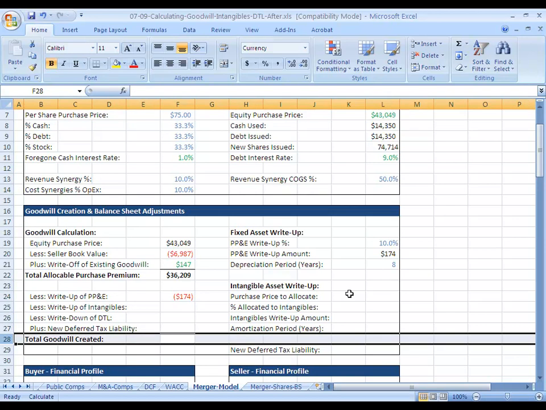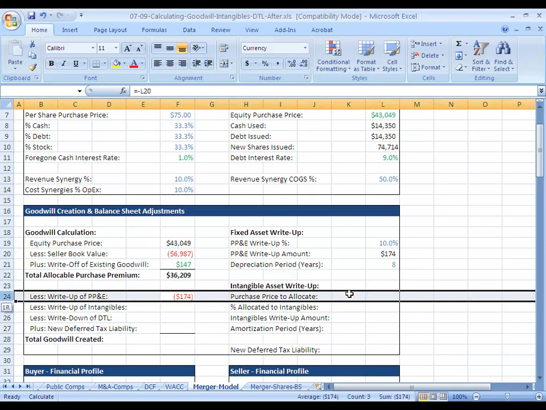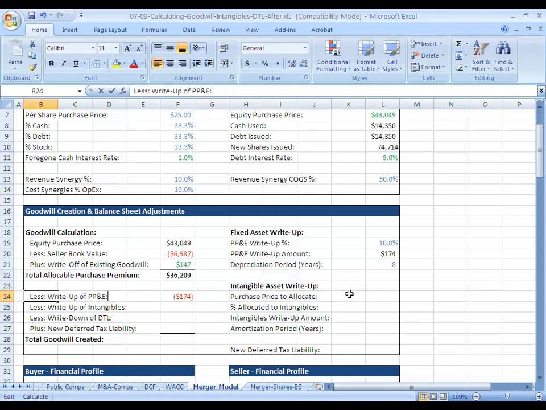Now, if we were writing down the PP&E, the opposite would apply. So if we had a PP&E write down right here, then this would actually have a positive sign, and that would mean that we require more goodwill. But in this case, it's a write-up, so I'm going to leave it as is.